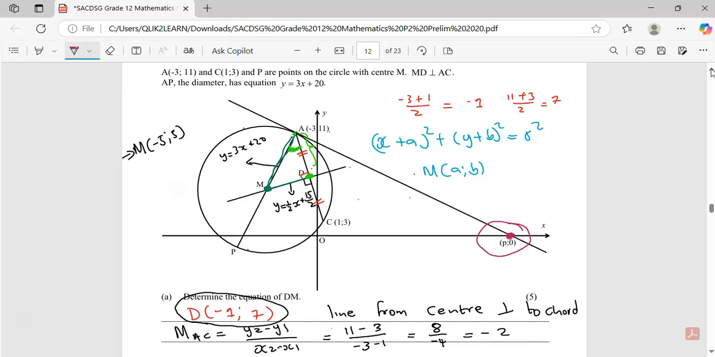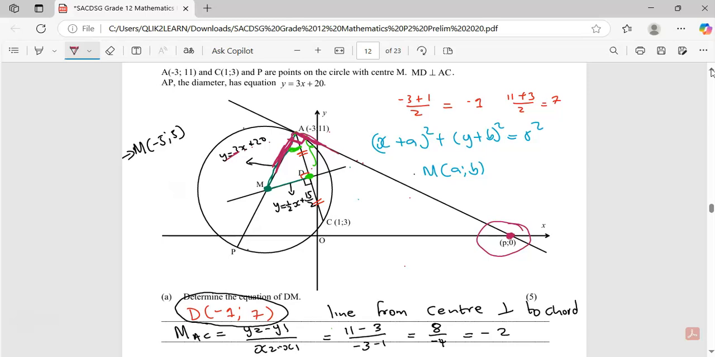We know that this is the x-intercept. So to find this, we need to find the equation of the tangent. And how can we find the equation of the tangent? We can use the gradient of that line because these two lines are perpendicular. Can you see? The radius and these lines are perpendicular. And we know that the equation of this is 3x plus 20. So this tells us that the gradient is 3.